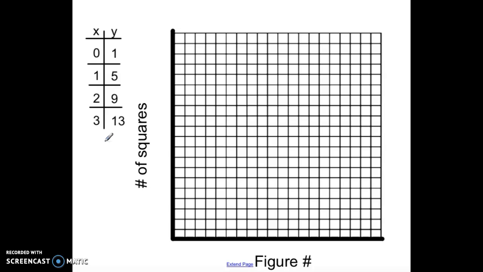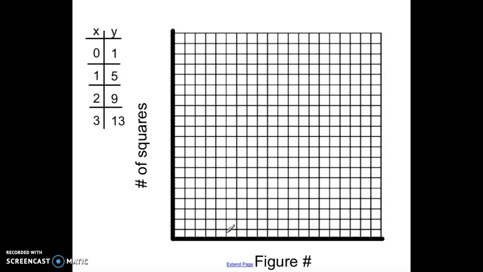Now, before we can graph the points, we need to develop a scale for our x and y axis. Notice the independent variable, the x, is the figure number, and that is on the x-axis, and then the number of squares is the dependent variable, and it is on our y-axis. Now, the x-axis here, I only have to go up to the number 3. So what I think I am going to do is have a number after every 5 lines. That way we're going to use up most of our space here.